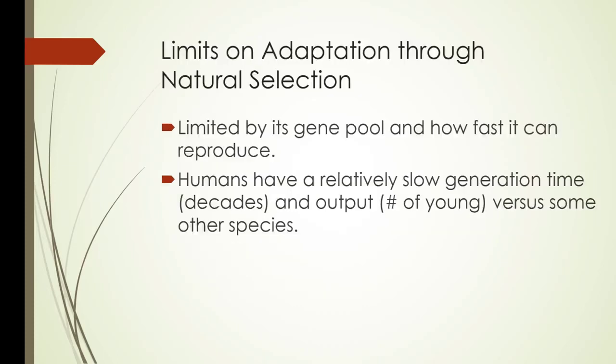So, limits on adaptation through natural selection. They're limited by the gene pool and how fast it can produce. Humans have a relatively slow generation time, decades, and output, number of young, versus some other species.